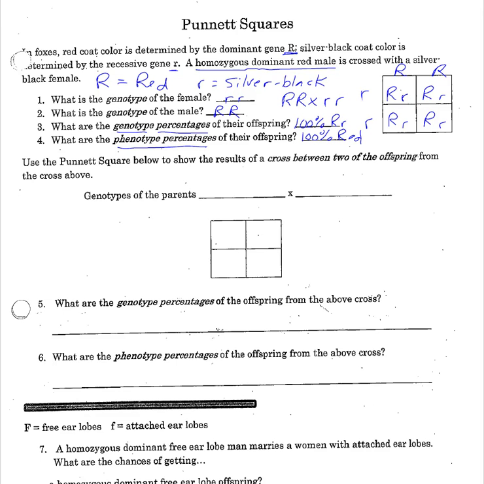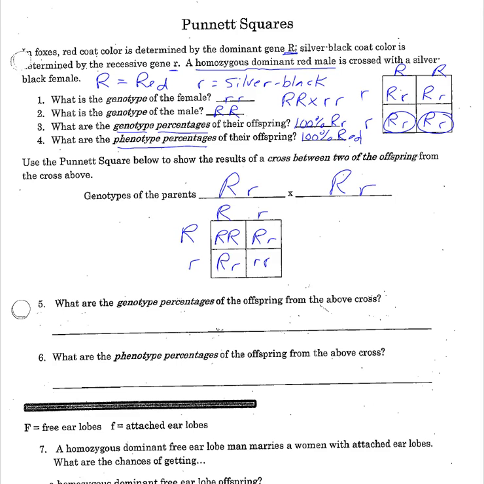The next question says, use the Punnett square below to show the results of the cross between 2 of the offspring from the cross above. So our offspring were heterozygous. The genotypes of both parents, we're going to say, are big R and a little r. If we set up our Punnett square, we've seen some like this before with Mendel's pea plants, so we can figure out the probability and the chance of producing red or the silver black coat color.